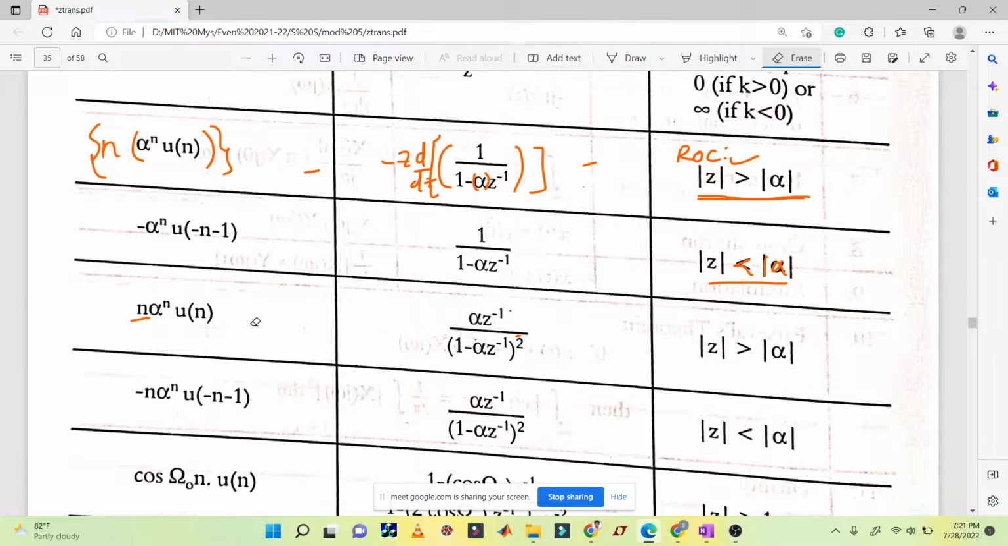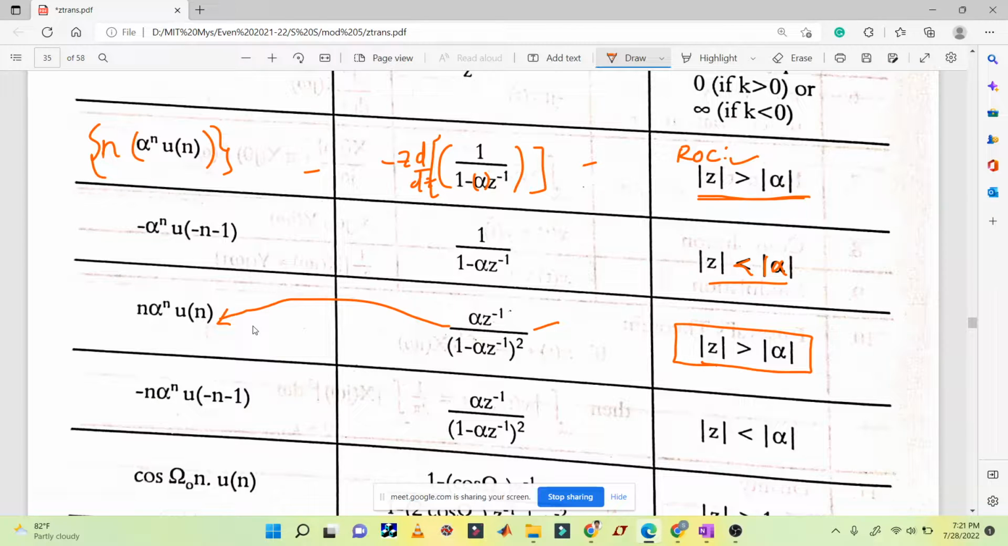Likewise, for different sequences, you have to apply the same rule and differentiate. What is given here are direct results, so that you can know easily. When solving some problem, if n into a to the power n u of n is there, you can directly substitute alpha z inverse divided by 1 minus alpha z inverse whole square. So this is the trick here. If this is given, you can directly write the inverse Z transform like this, provided z is greater than alpha.